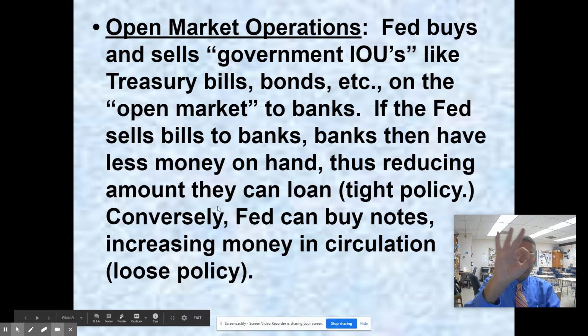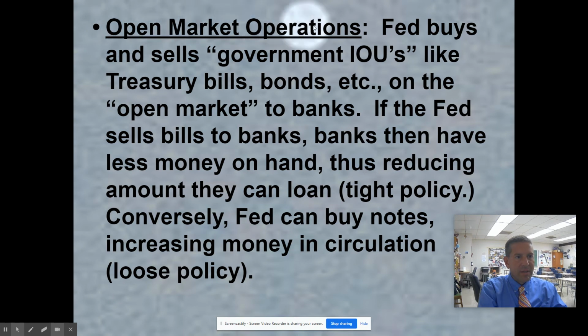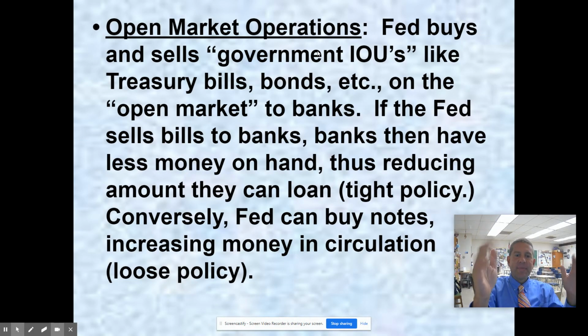And then lastly, our third tool. There are only 3 tools of monetary policy really that the Fed has. And our third tool is called open market operations. In open market operations, the Fed is simply buying or selling treasury bills, treasury bonds, basically government IOUs, really government debt. So the government borrows money all the time. It spends more than it earns. Governments, of course, earn money through taxation, and the government has to borrow additional money to cover its expenses.